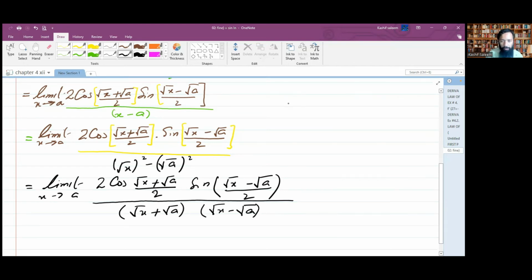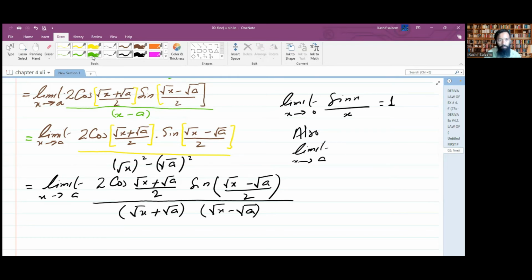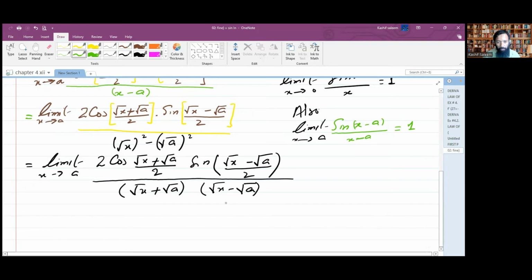Now remember, in limits we have this result: limit x approaches to 0, sin x upon x is equal to 1. Also, limit x approaches to a, sin of x minus a divided by x minus a is also equal to 1. So this should be equal to 1 if we have 2 here. So what we will do, just multiply and divide by 2 here.